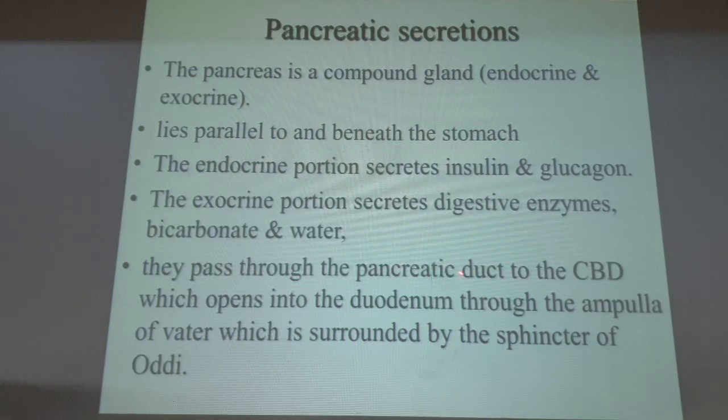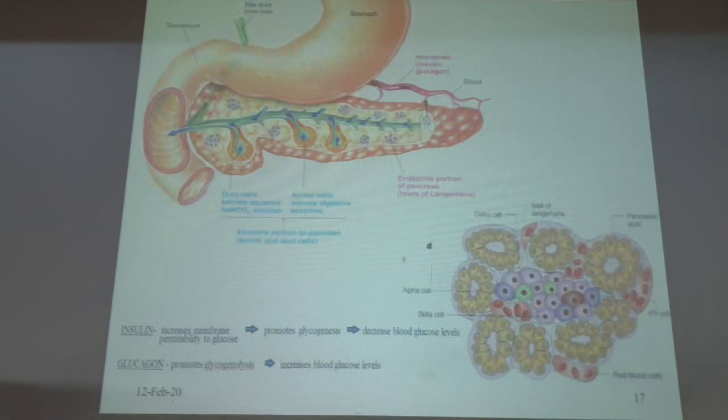They pass through the pancreatic duct to the common bile duct, which opens into the duodenum through the ampulla of Vater, the papilla of Vater, which is surrounded by the sphincter of Oddi. It will be open during meals, and the meal will stimulate opening of the duct.